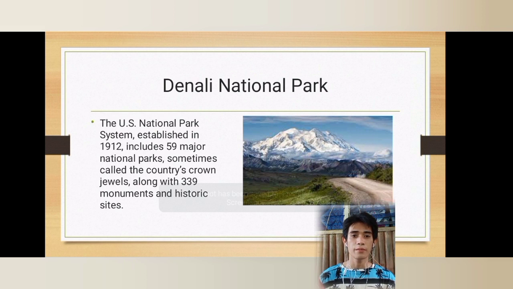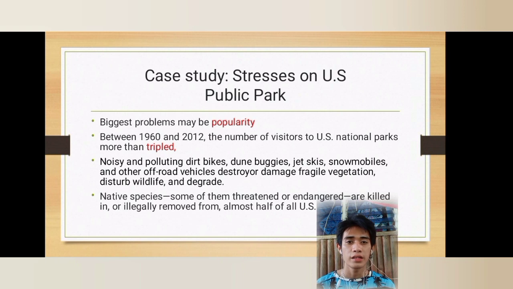Denali National Park. The U.S. National Park System, established in 1912, includes 59 major national parks, sometimes called the country's crown jewels, along with 339 monuments and historic sites. Case study: stresses on U.S. public parks. The biggest problem may be popularity. Between 1960 and 2012, the number of visitors to U.S. national parks more than tripled.